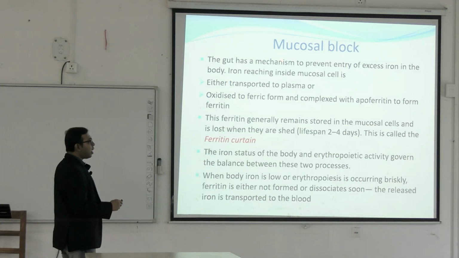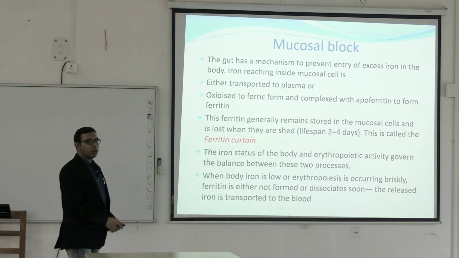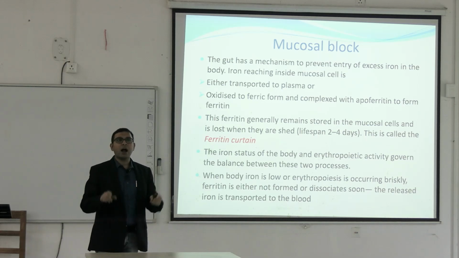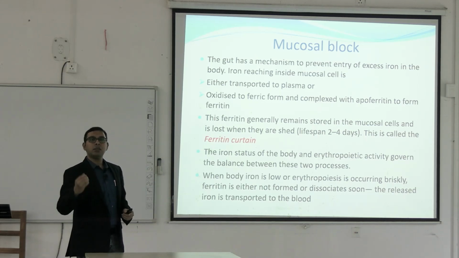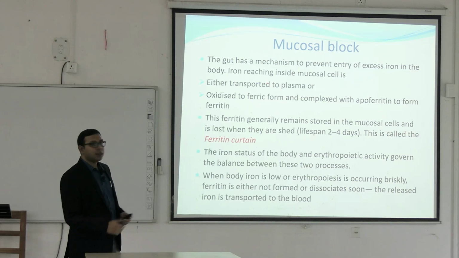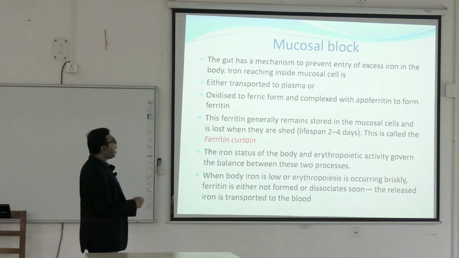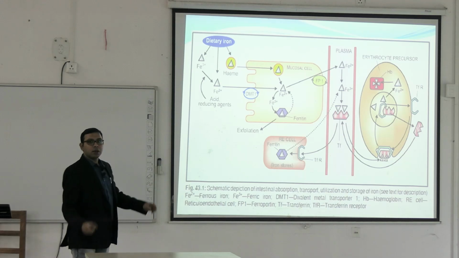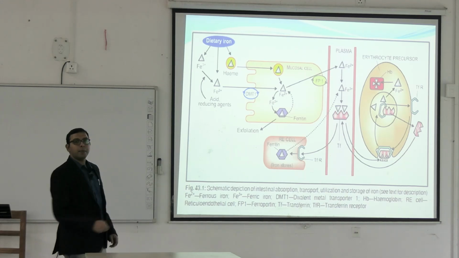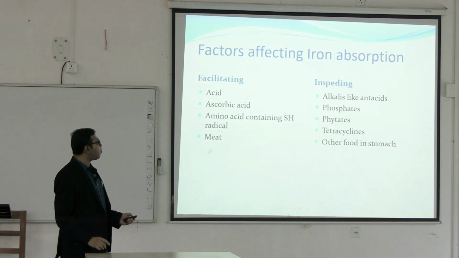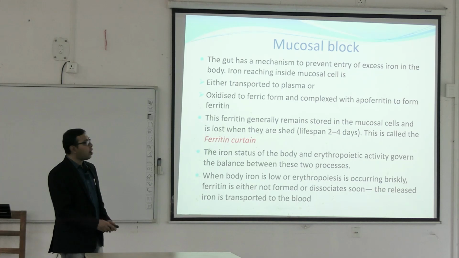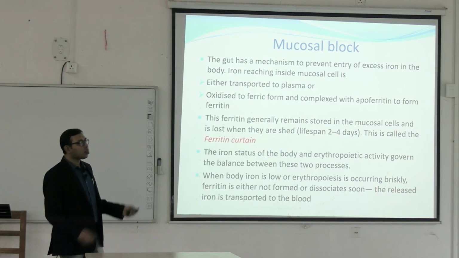So already we have discussed what mucosal block is. Mucosal block is basically a mechanism to prevent entry of excess iron into the body. What I am talking about is the ferritin curtain. Within the enterocyte, some iron is stored as ferritin, and that ultimately acts as a mucosal block. So the ferrous form is either transported to the plasma or oxidized to the ferric form and complexed with apoferritin to form ferritin. This ferritin generally remains stored in the mucosal cells and is lost when they are shed. The lifespan is 2 to 4 days. This is called the ferritin curtain.